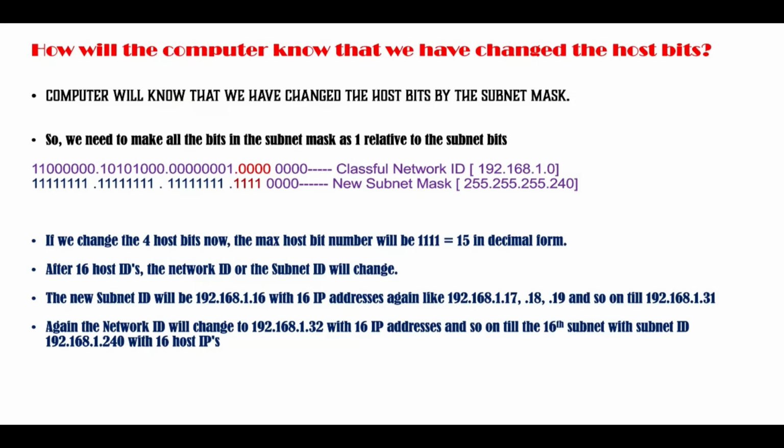The new subnet ID will be 192.168.1.16 with 16 IP addresses again, like 192.168.1.17, 18, 19 and so on till 192.168.1.31. Again the network ID will change to 192.168.1.32 with 16 IP addresses, and so on till the 16th subnet with subnet ID 192.168.1.240 with 16 host IPs.